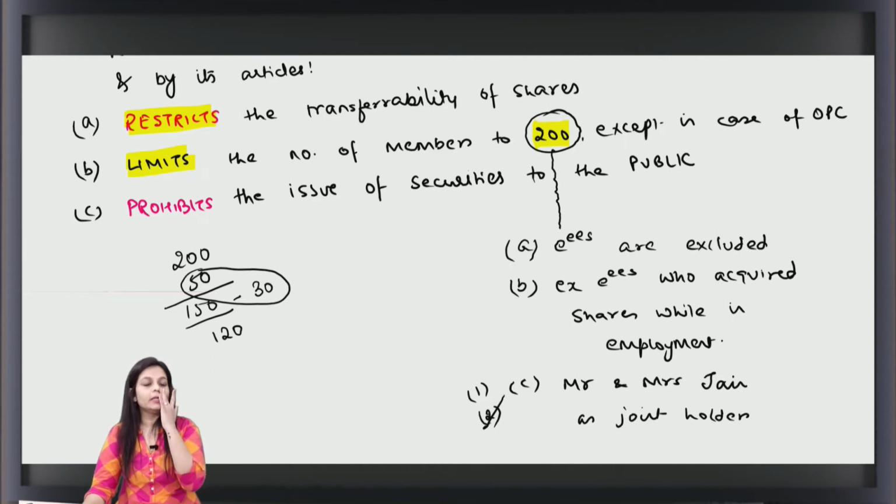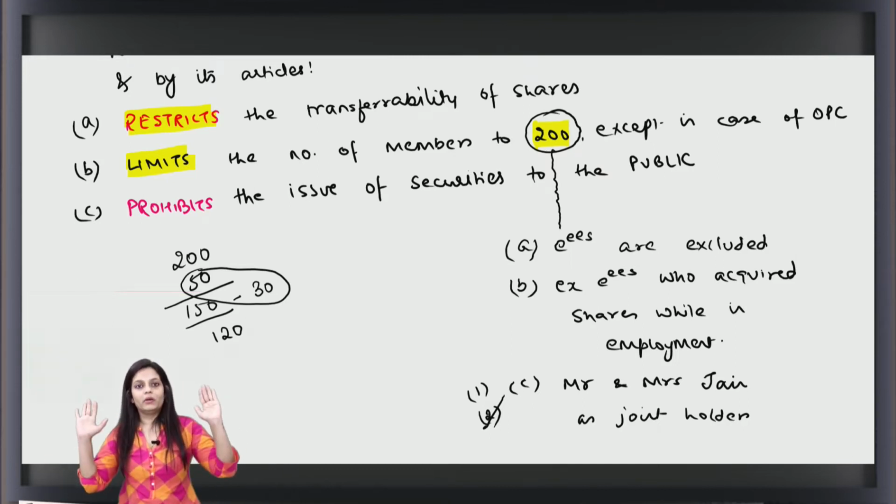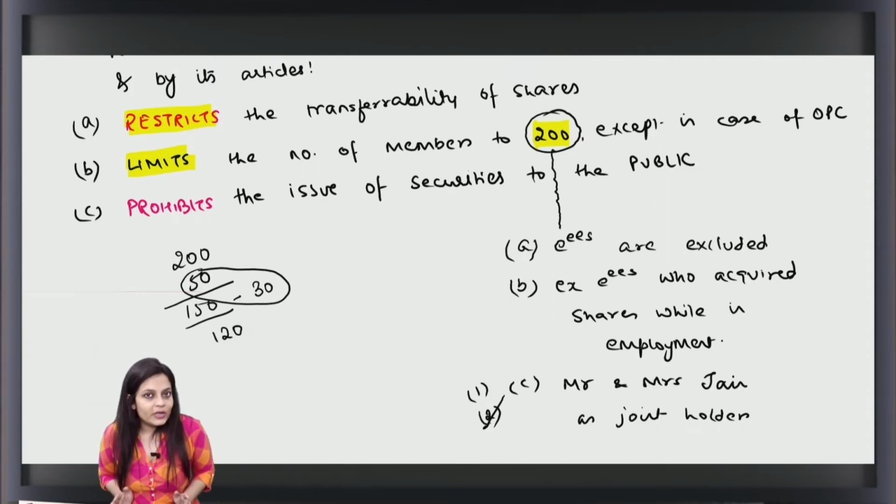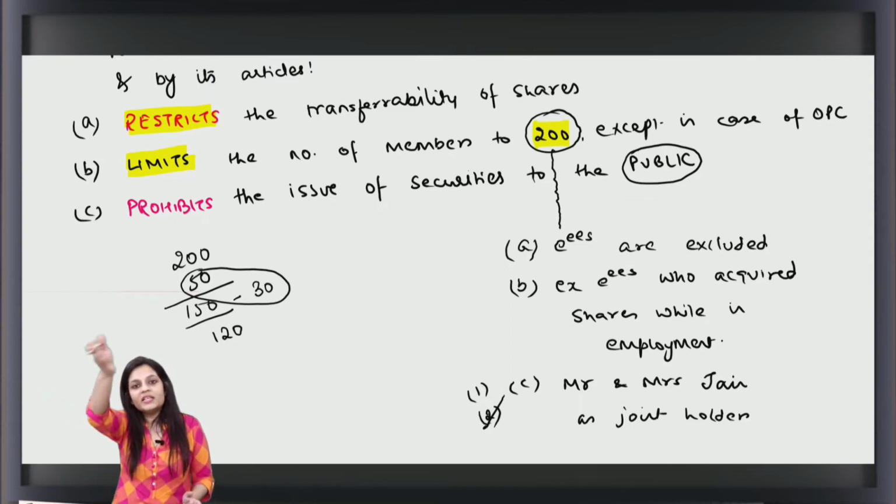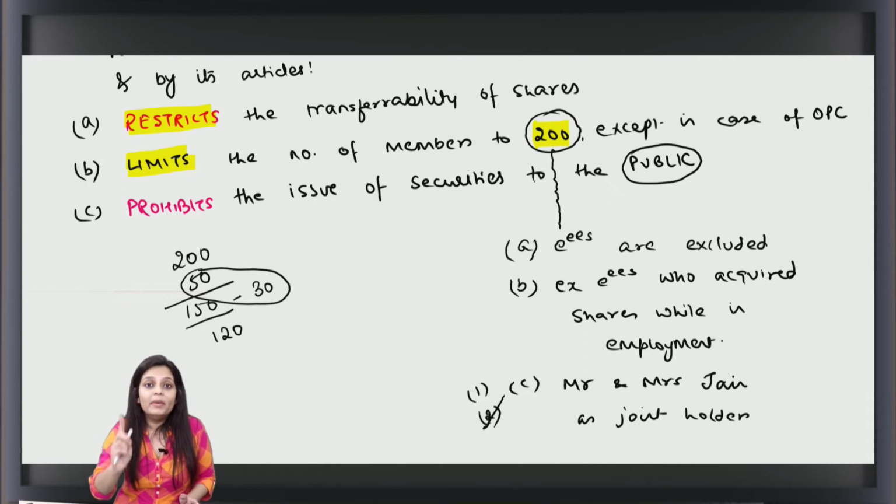So it restricts the transferability of shares, and limits the number of members to 200 except in the case of OPC. And when we count 200, employees and ex-employees who acquire the shares while in employment are excluded, and joint holders are counted as single members. Prohibits the issue. Arey Baba, you are telling me to raise capital by issuing shares and now you are telling me it is prohibited. Please understand, they are not prohibiting you from raising capital. They are prohibiting you from raising capital from the public. I am not stopping you from raising capital. Go and raise it from your private sources. You cannot go to the public to raise your capital.